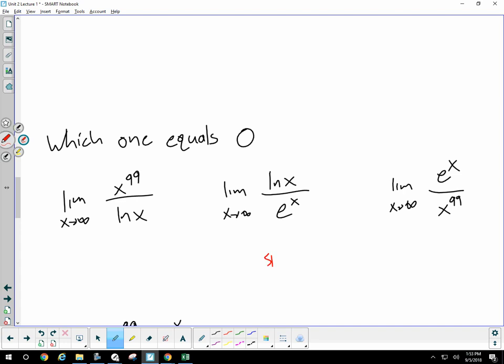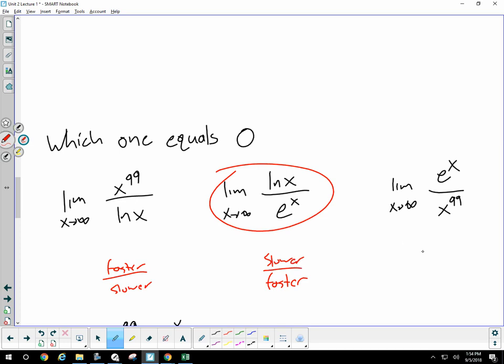So log x is the slowest growing function. So faster, under slower, that guy is approaching 0. This guy and the other one both would be approaching infinity. Okay.